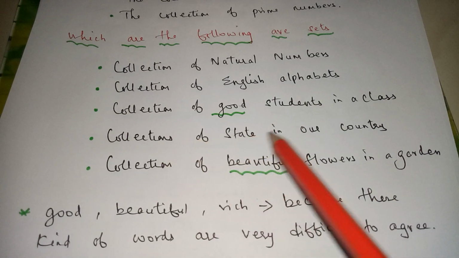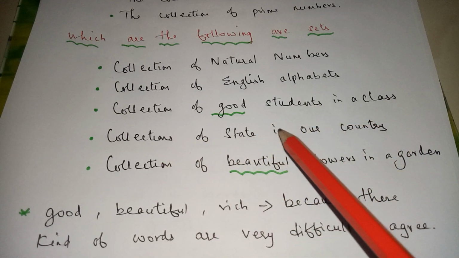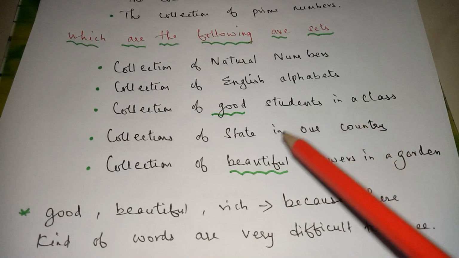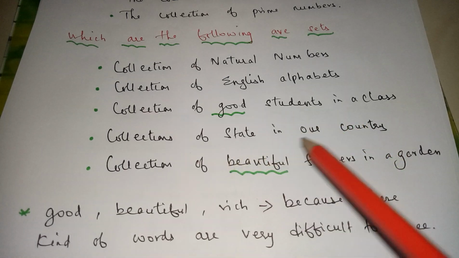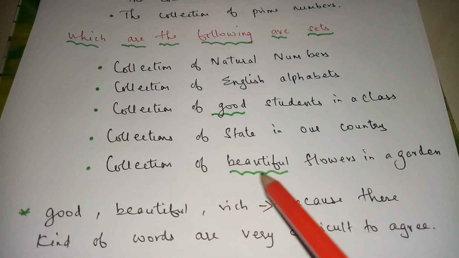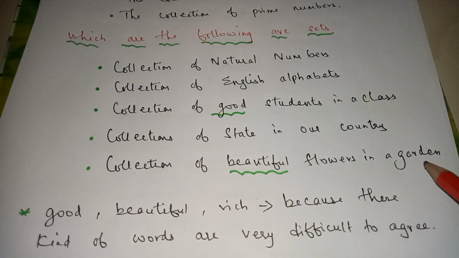Collection of states in our country. We know Tamil Nadu, Kerala, Karnataka, Andhra Pradesh. These are the states we know. That is a set. Collection of beautiful flowers in a garden.